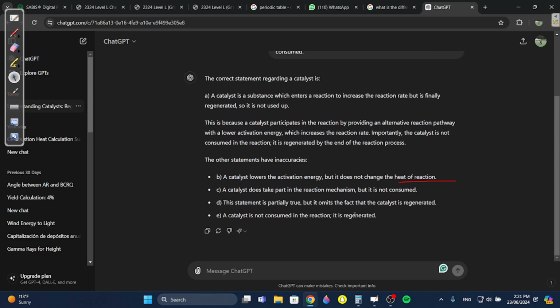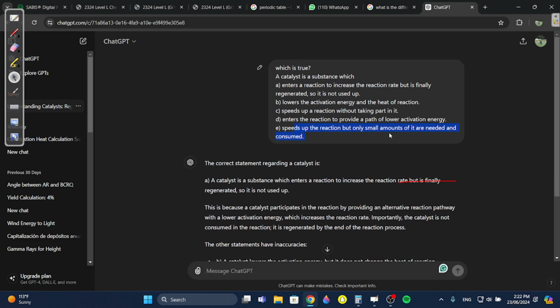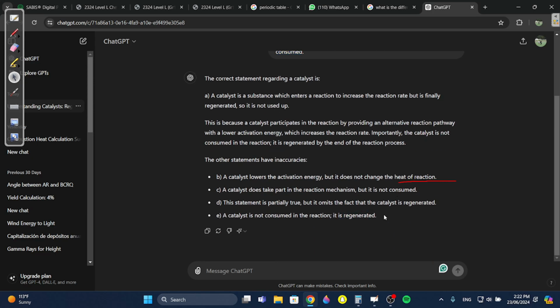Okay, then E, a catalyst is not consumed in the reaction. It speeds up the reaction, but only small amounts of it are needed and consumed. Did we say catalysts are consumed? No, they're not. Okay, they're regenerated.